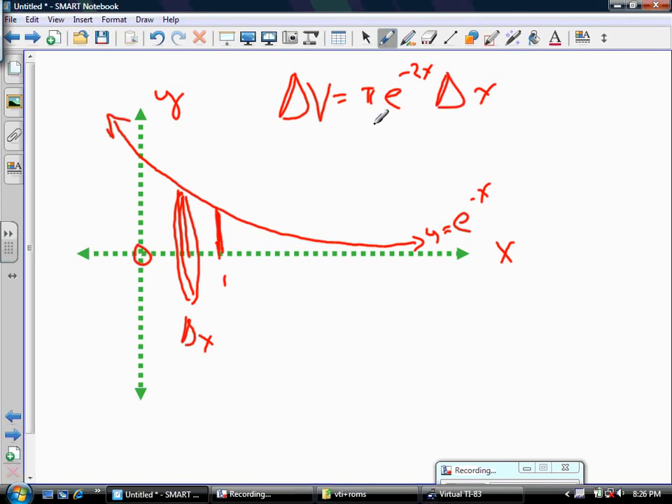Okay. Notice what's nice about this is all in terms of x already. I don't have to play any gymnastics to get y in terms of x or x in terms of y or anything like that. It's done. So I'm ready to integrate. V is what integral?